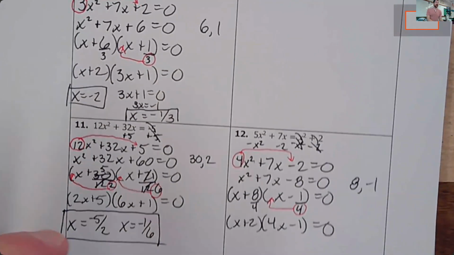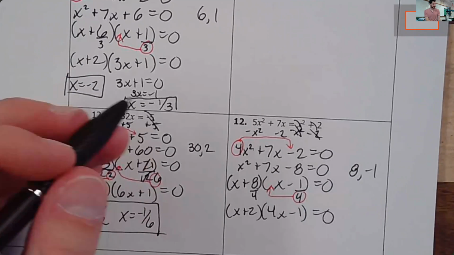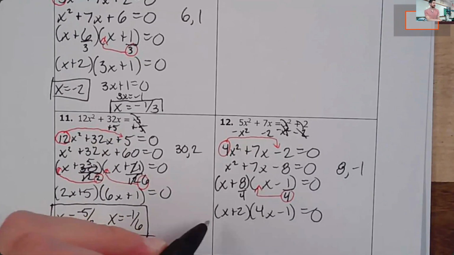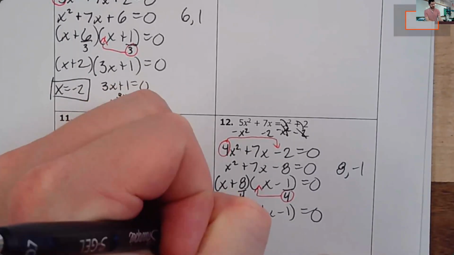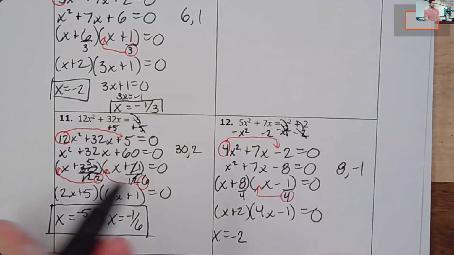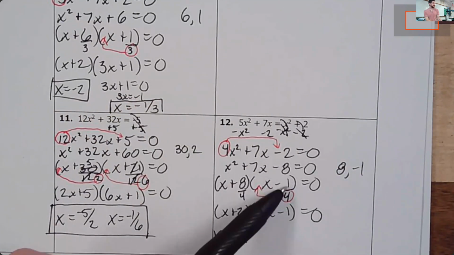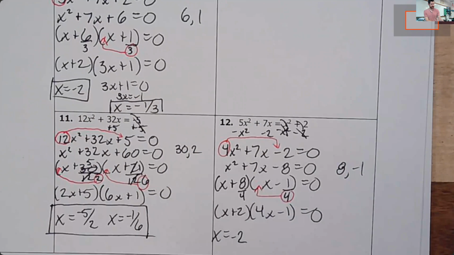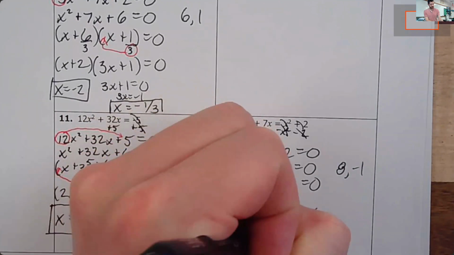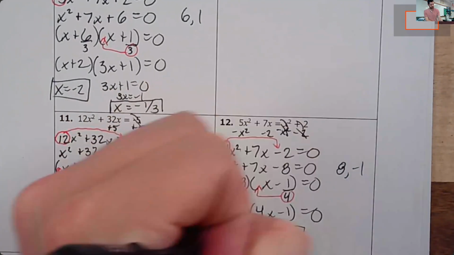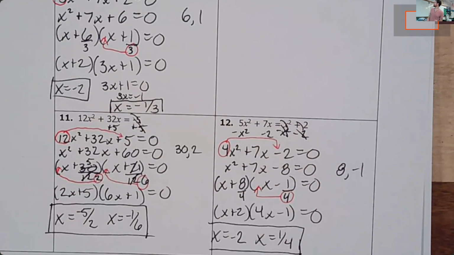So we're looking at x equals negative 2, because it's the opposite of this, because there's no number in front of x. And then the other one will just be the opposite of the fraction from the previous step. So the opposite of negative 1/4 would be positive 1/4. Those are our answers for that last one, number 12. Negative 2, positive 1/4. All right. That's it for the notes for today.